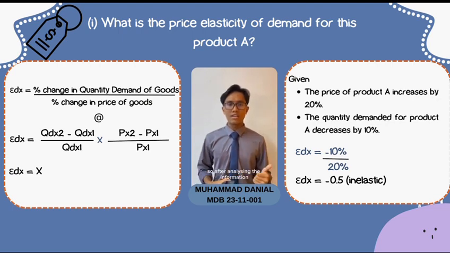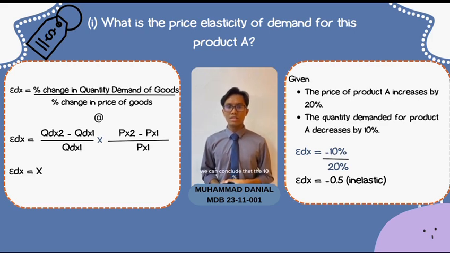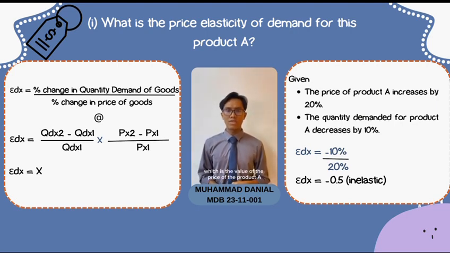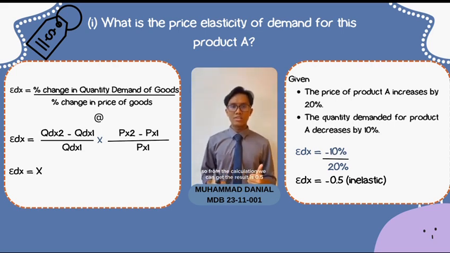So, after analyzing the information, we can calculate the price elasticity of the demand. For product A, we take 10%, which is the value of the quantity demand, divided by 20%, which is the value of the price of product A. So, from the calculation, we get the result of 0.5.